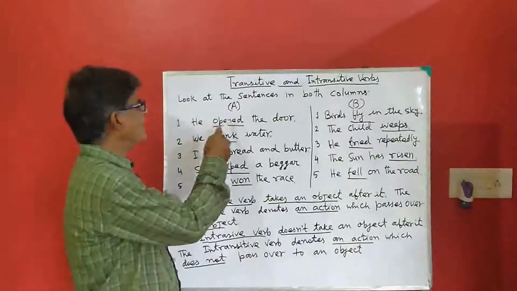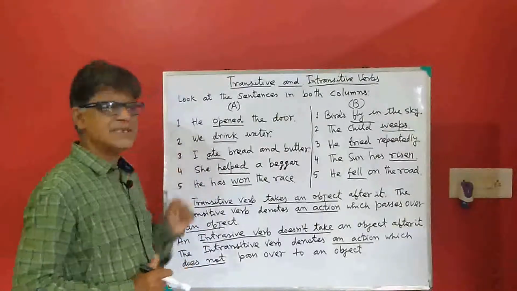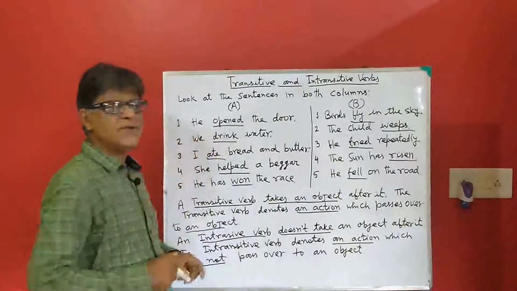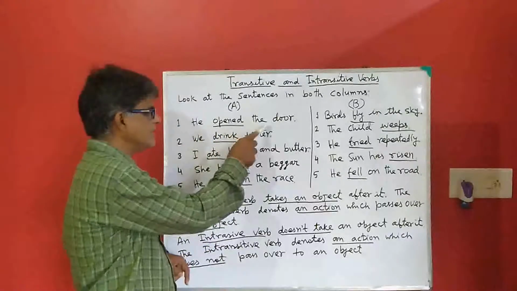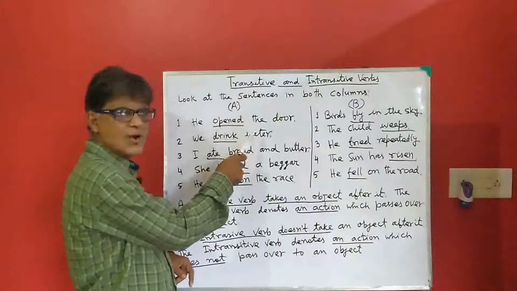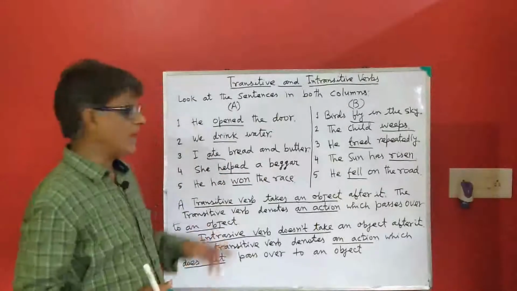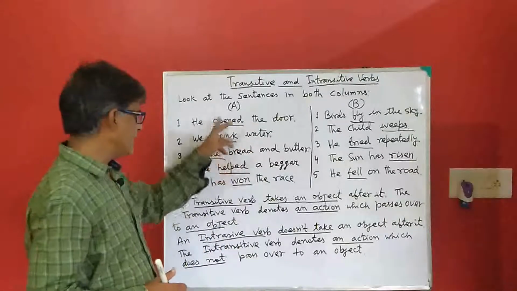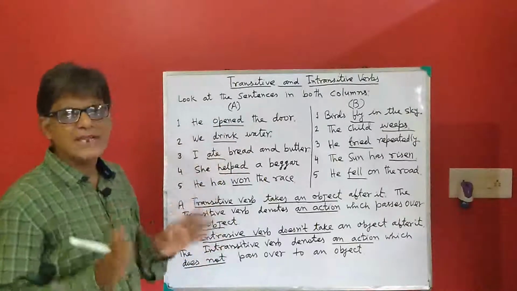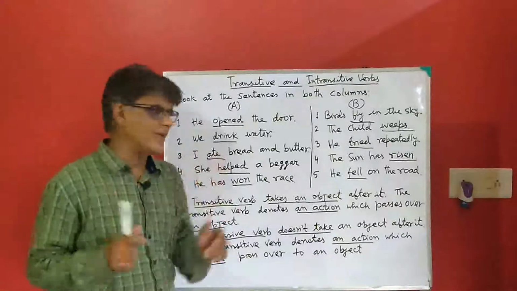So opened is a transitive verb, drink is a transitive verb, ate is a transitive verb. Opened is a transitive verb because there is an object, the door, after opened. Water is an object after the verb drink. Bread and butter is an object after ate. So these verbs are transitive verbs. I hope you have got it well.